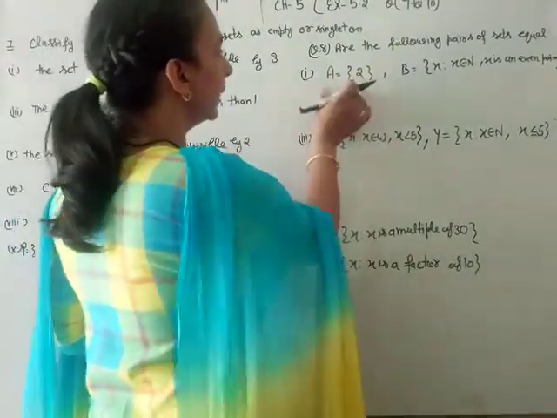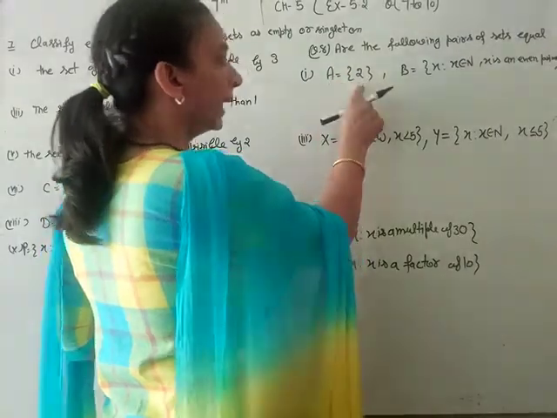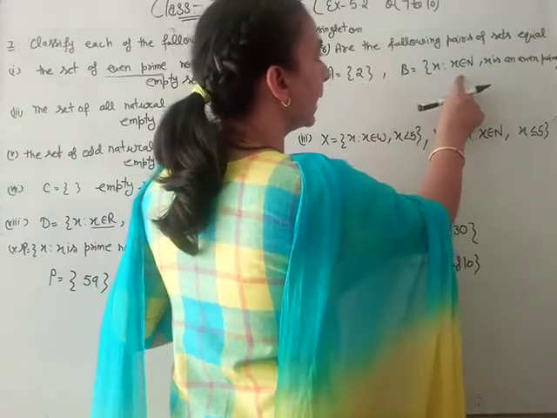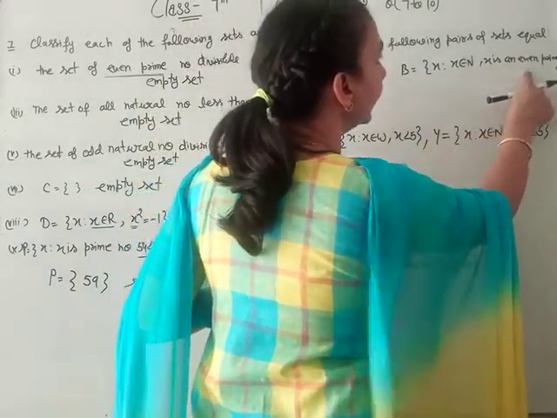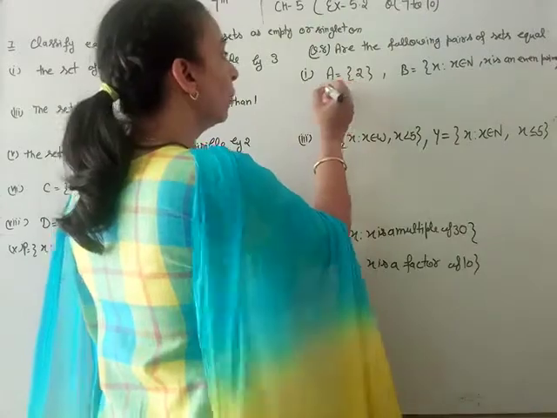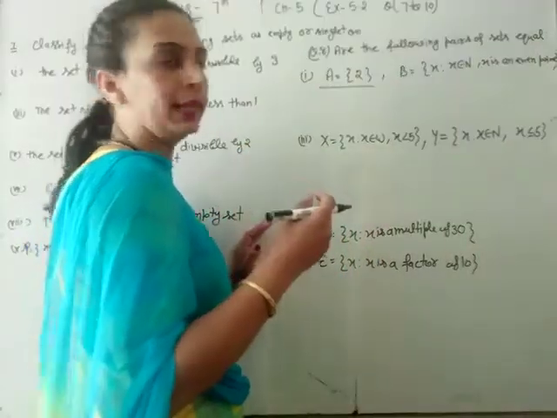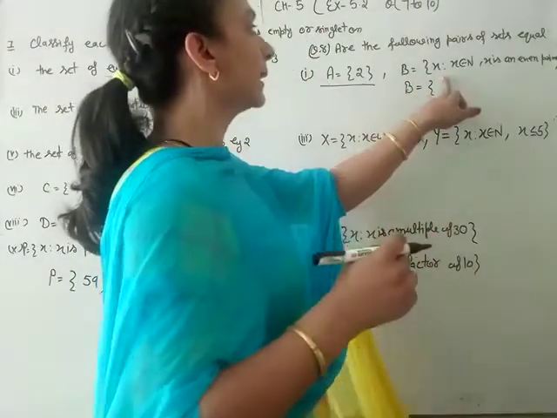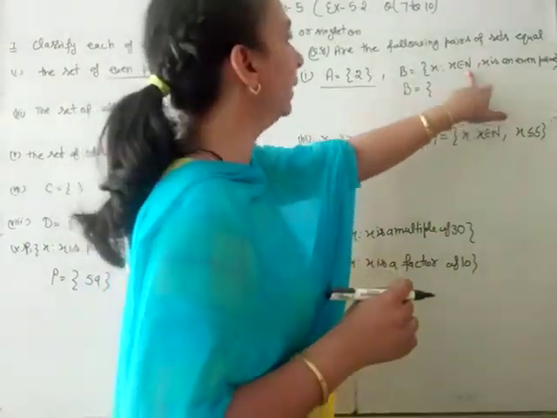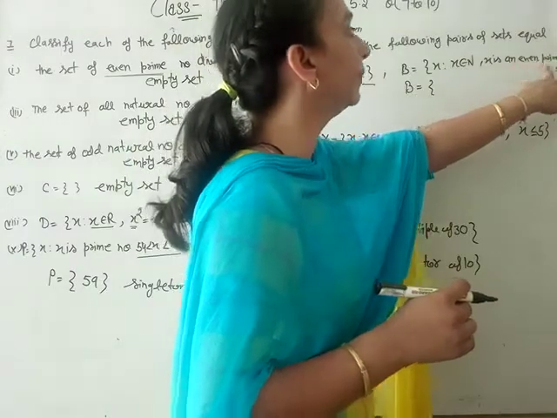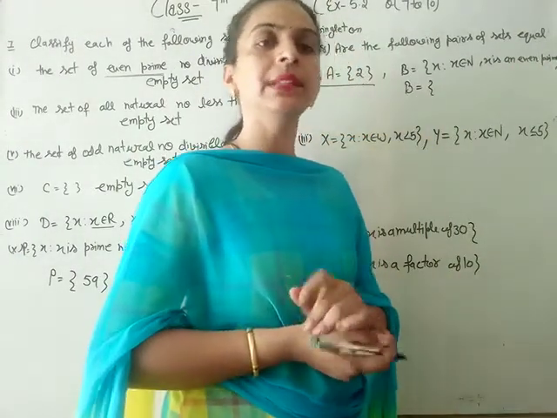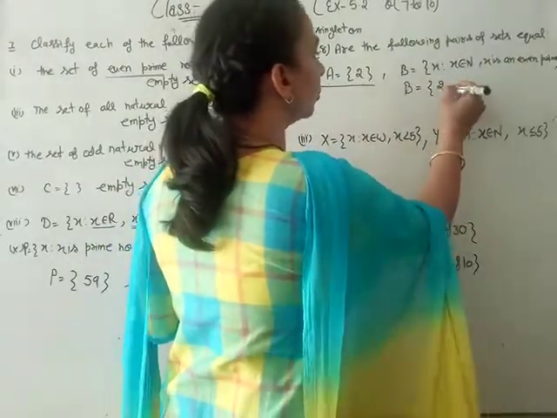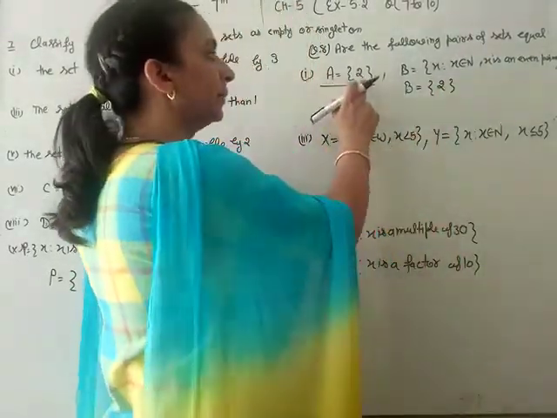First part, set A. In set A there is only one element, 2, and set B is x such that x belongs to N and x is an even prime number. Set A is already in roster form, so first we find the elements of set B. x belongs to natural numbers and x is an even prime. What is an even prime? There is only one number which is an even prime, and that is 2. In set A there is one element.